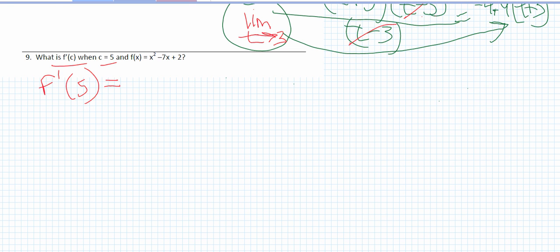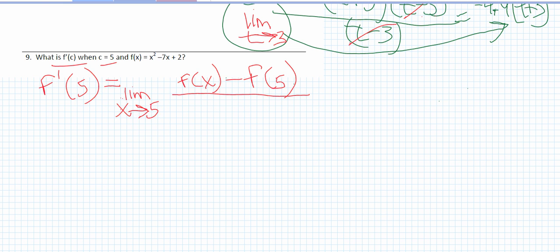So what's our limit going to be? It's going to be the limit as, in this case, everything's written in terms of x. So it's the limit as x approaches 5 of f of x minus the function where we plug in 5 for every x that we have in the original function. And then on the bottom we have x minus 5.